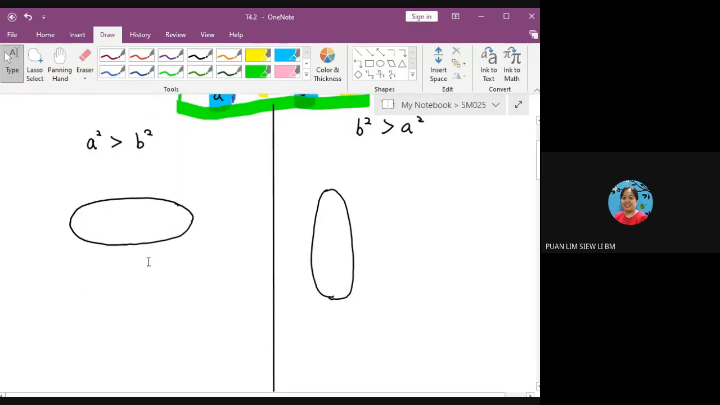Okay, so kita tengok apakah lagi maklumat dalam ellipse. So you lukis cantik-cantik, lukis besar sikit. Kalau tidak maklumat tak boleh nak masuk.